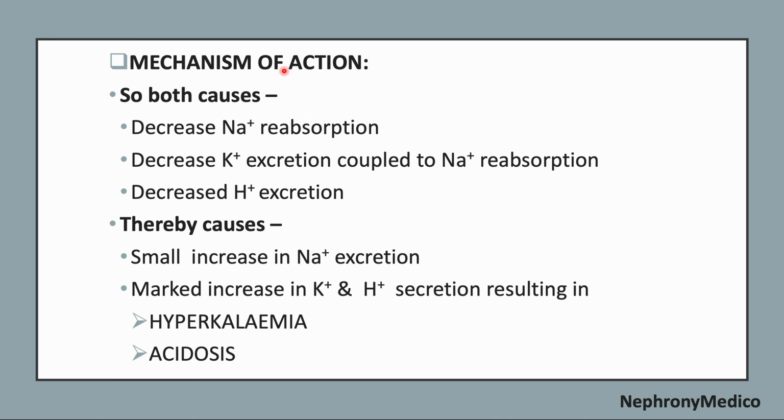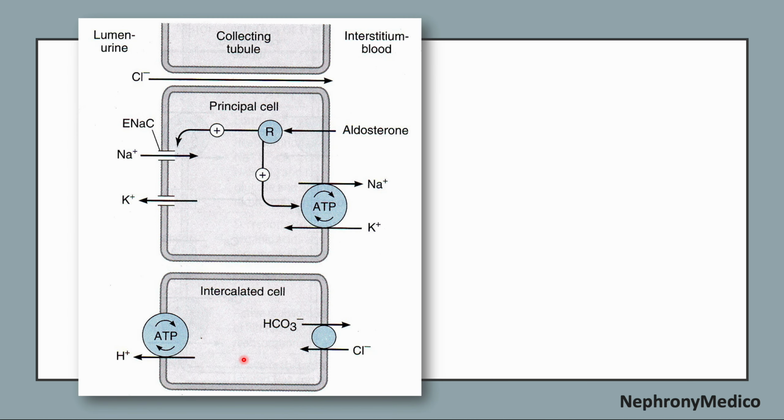It causes decreased sodium reabsorption, decreased potassium excretion coupled to sodium reabsorption, and decreased hydrogen excretion. It thereby causes a small increase in sodium excretion and a marked decrease in potassium and hydrogen excretion, resulting in hyperkalemia and acidosis. This is a picture showing the mechanism of action of spironolactone and other potassium sparing drugs.